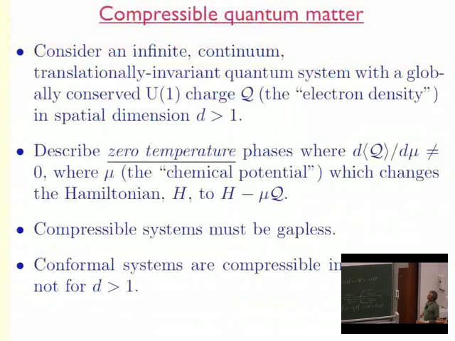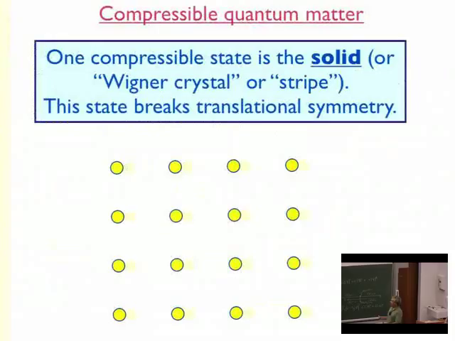CFTs are such systems, but a gapped system like a quantum Hall state is not compressible. Okay, so what are some examples of compressible systems? One is a crystal. You could just take your particles and make a regular arrangement of them, sometimes called a Wigner crystal.